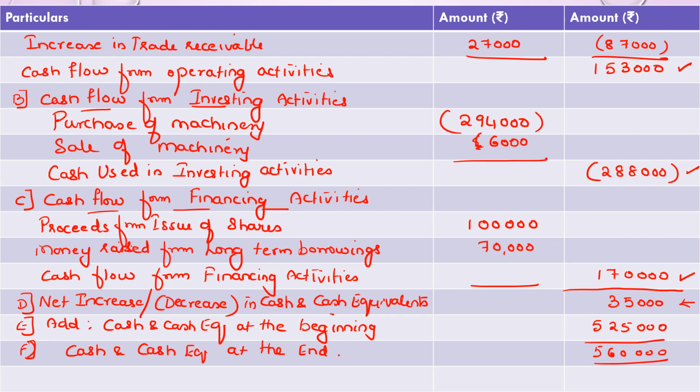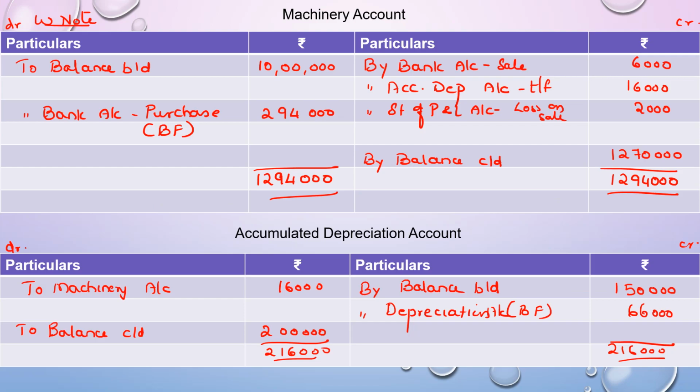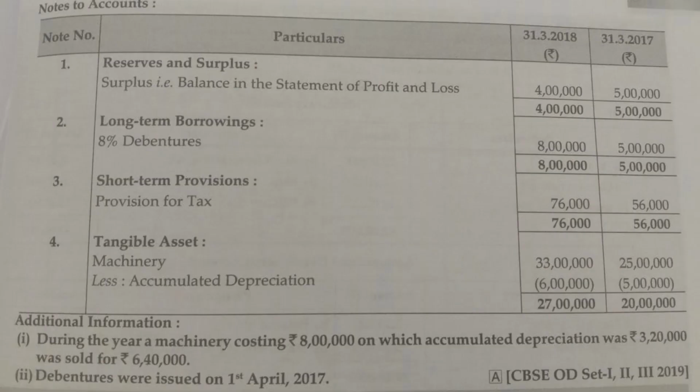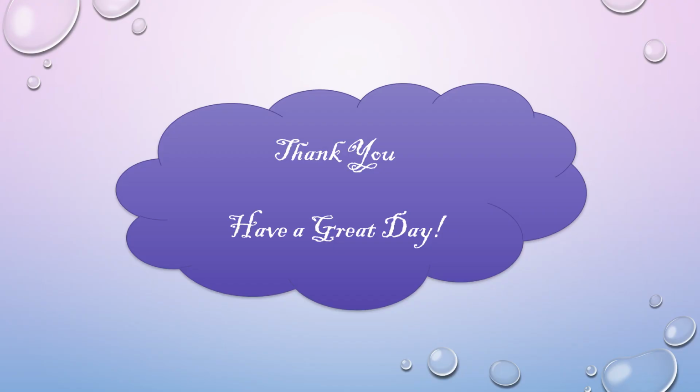So I hope with this you have understood how to prepare a cash flow statement. Now as a self-assessment question, I have posted one of the previous year examination questions here. It's a balance sheet of DCX Limited. Details are given here. A similar type of adjustment is there related to machinery. Please do try solving this all by yourself, and I'll be posting the solution to this particular question in the next video, that is tomorrow.